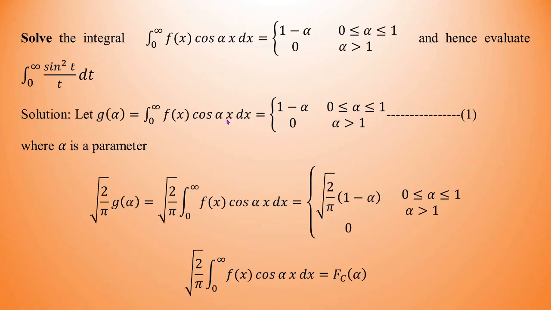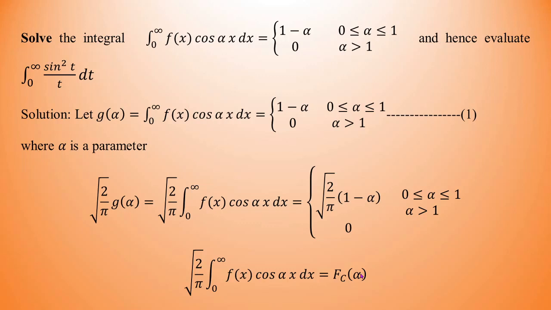Now I want to convert this into a Fourier cosine transform. So I'll have to just do some adjustment. According to definition we want under root of 2 by pi in multiplication with this integral. So let's multiply throughout this equation 1 by under root of 2 by pi. Now what we observe, this is nothing but under root of 2 by pi integral 0 to infinity of f of x cos alpha x dx. This is nothing but Fourier cosine transform with alpha as a parameter.